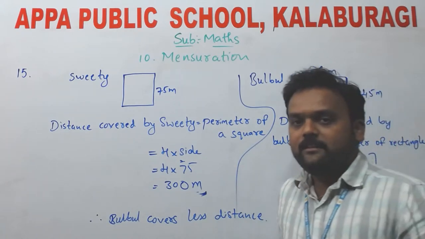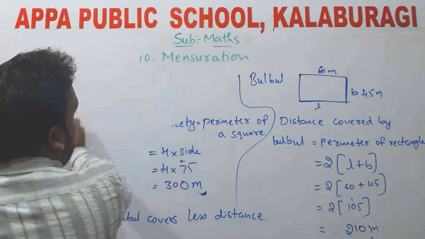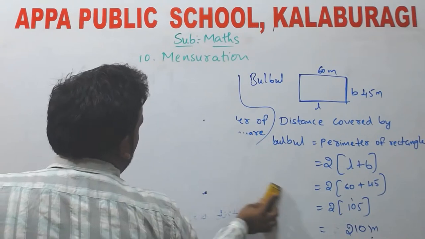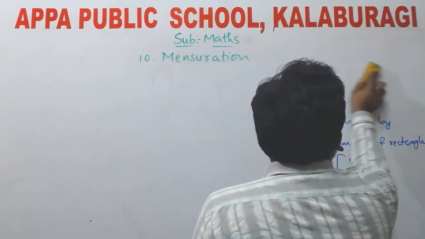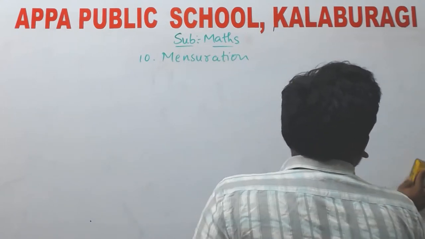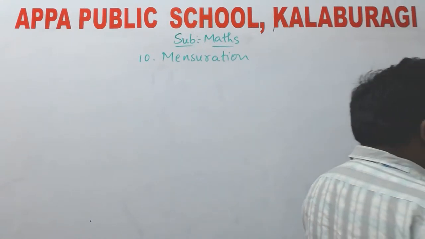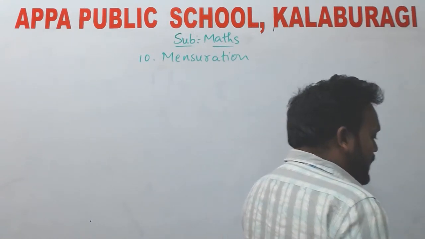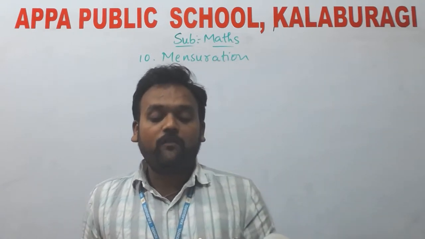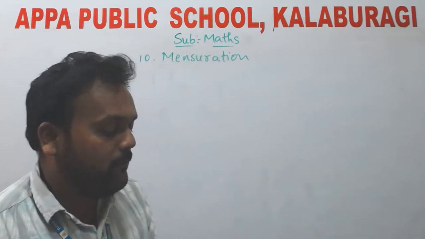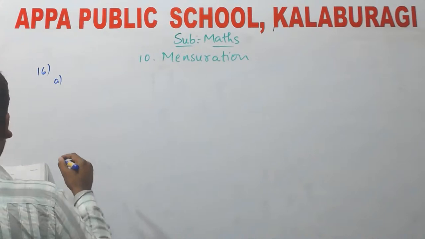Next is the 16th one. So what is the perimeter? I'll read the question, understand the question. What is the perimeter of each of the following figures? What do you infer from the answers? Now, in the 16th, A1 we discuss.